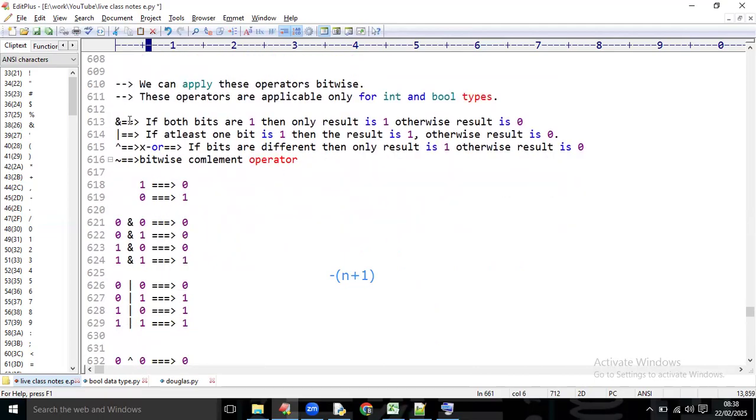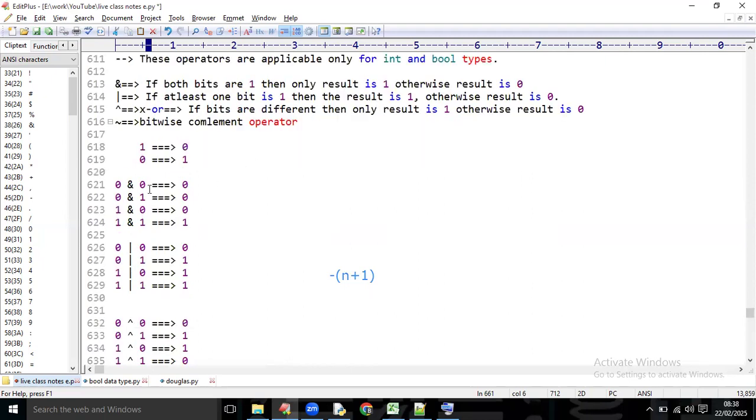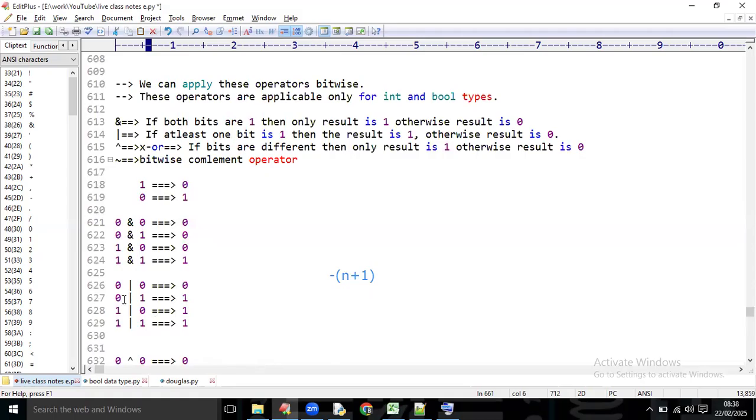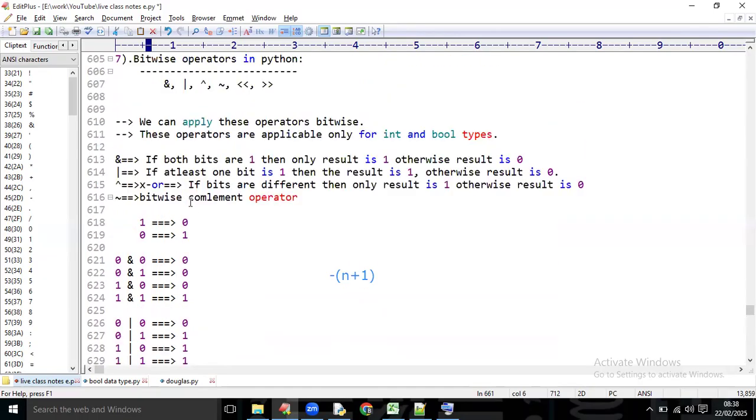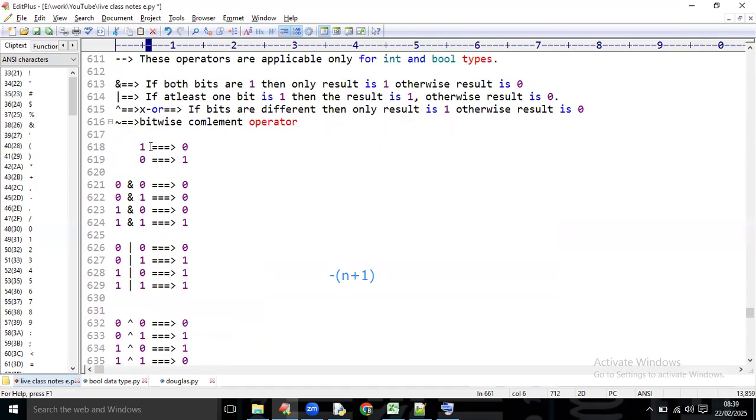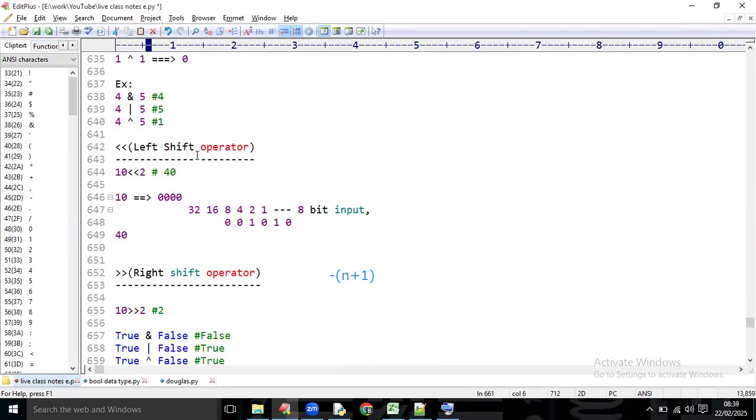For the and operator, only if both bits are 1 will it give 1. For the or operator, if at least one bit is 1, then it will give 1. For the caret operator, if both bits are different, then only it will give 1. Here both bits are different, 0 and 1, 1 and 0. Here both bits are the same, that's why it gives 0. Next, negation means if you give 1 it will give 0, and if you give 0 it will give 1.